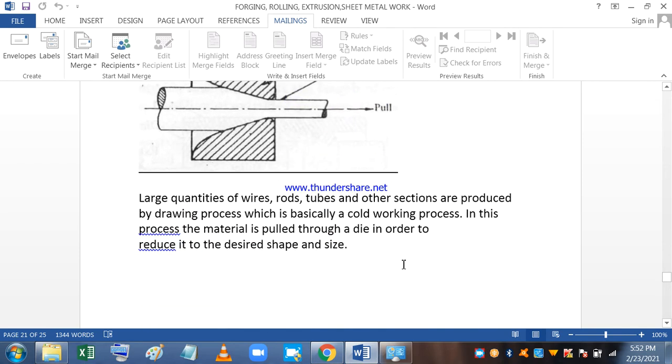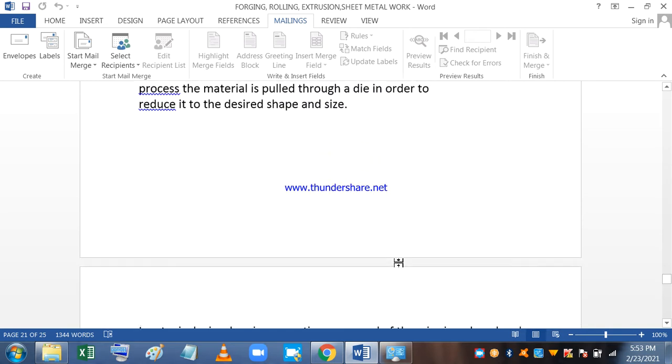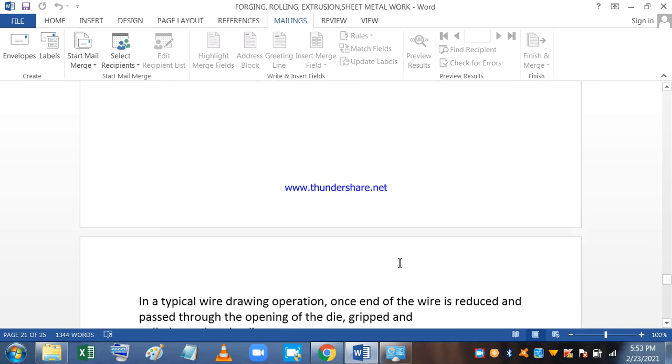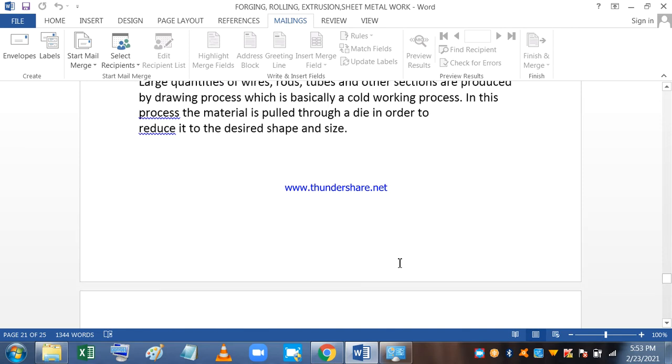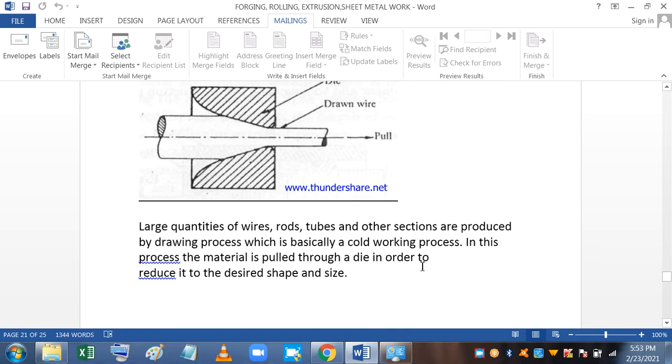Large quantities of wires, rods, tubes, and other sections are produced by drawing process, which is basically a cold working process. In this process, the material is pulled through a die in order to reduce it to the desired shape and size. I think now we have come to a stage where we will see some videos of the rolling operation.